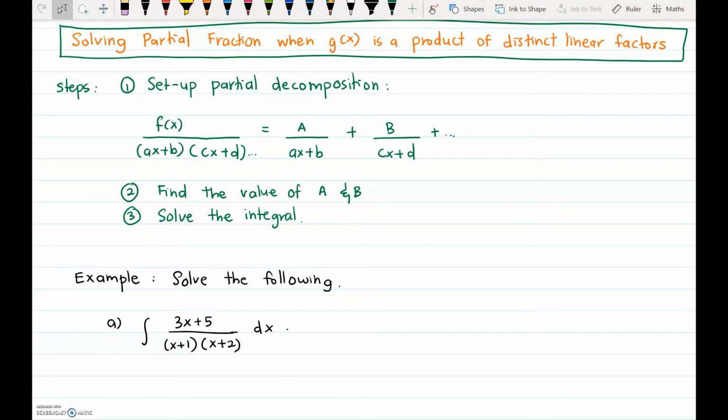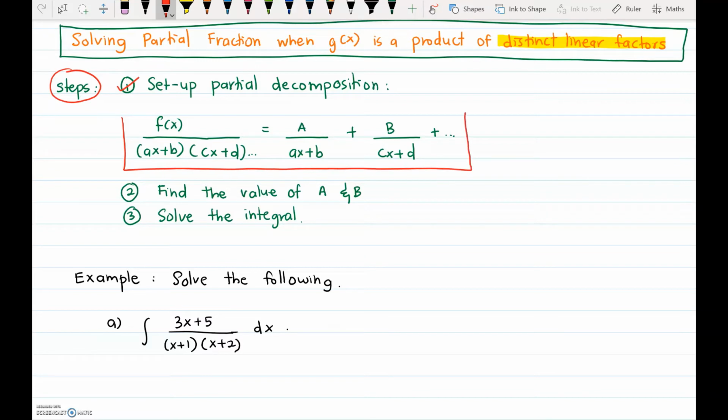Okay class, let's proceed with the first case where we have to solve the partial fraction when g(x) is a product of distinct linear factors. So these are the steps that we will use. The first one, we have to set up the partial decomposition. This is the partial decomposition for the case where g(x) is a product of distinct linear factors. Linear factors means here you have a linear factor, and here you have a linear factor. Each bracket here we call a factor.